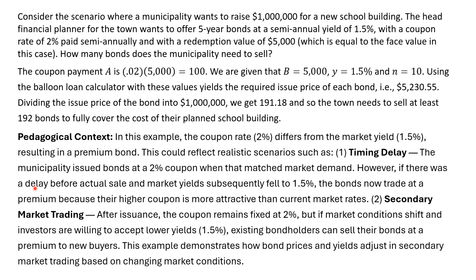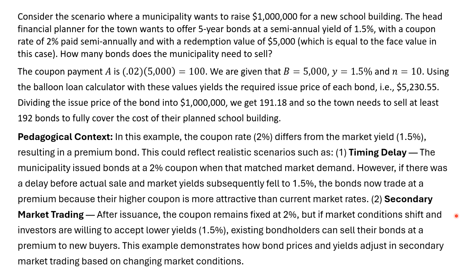However, if there was a delay before actual sale, the market yields, say, fell to 1.5%. The bonds now trade at a premium because their higher coupon is more attractive than the current market rate. So you notice this is 52.30. That's a premium over the original 5,000. But again, there was a delay. The market changed, and now they can get away with selling them at a higher price.